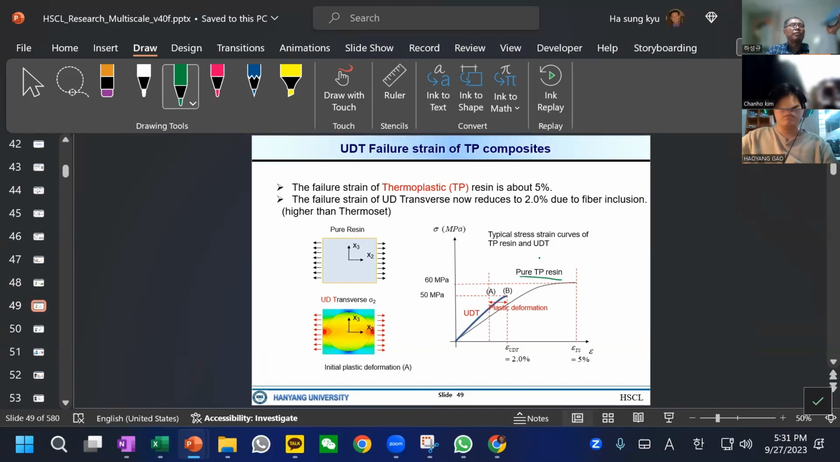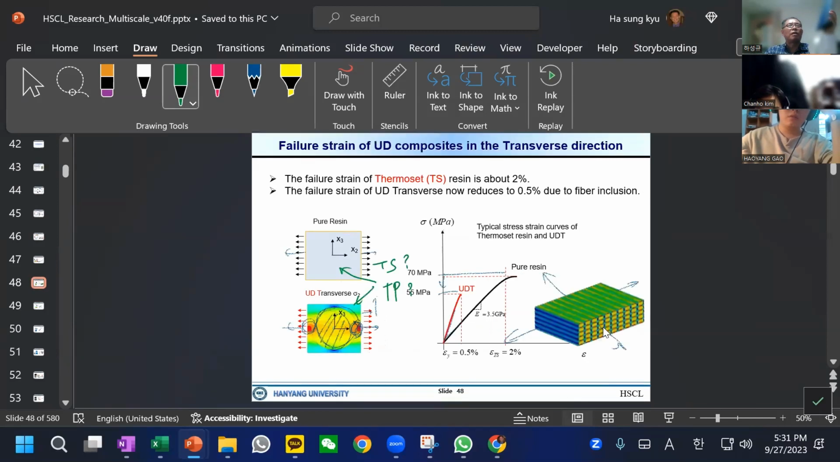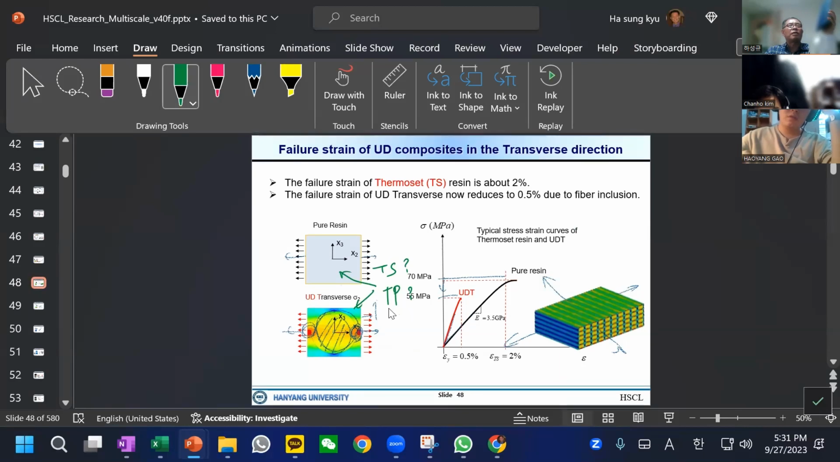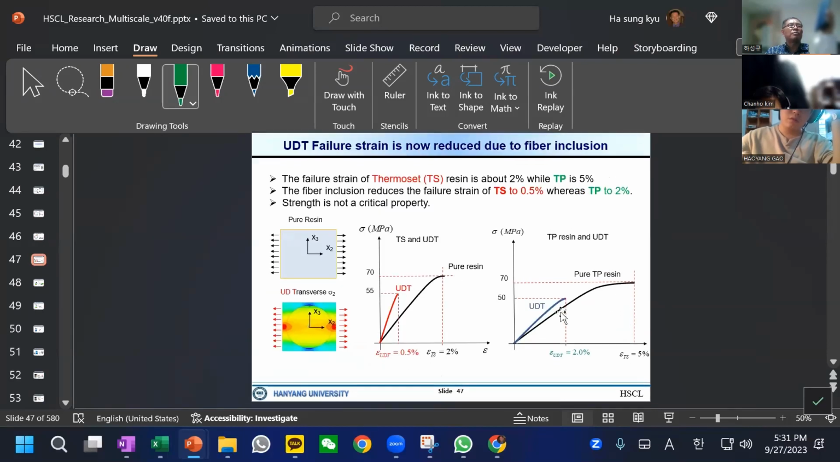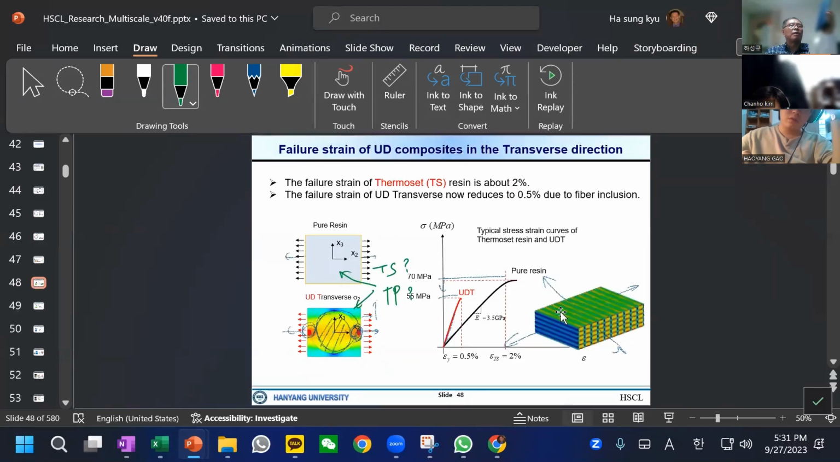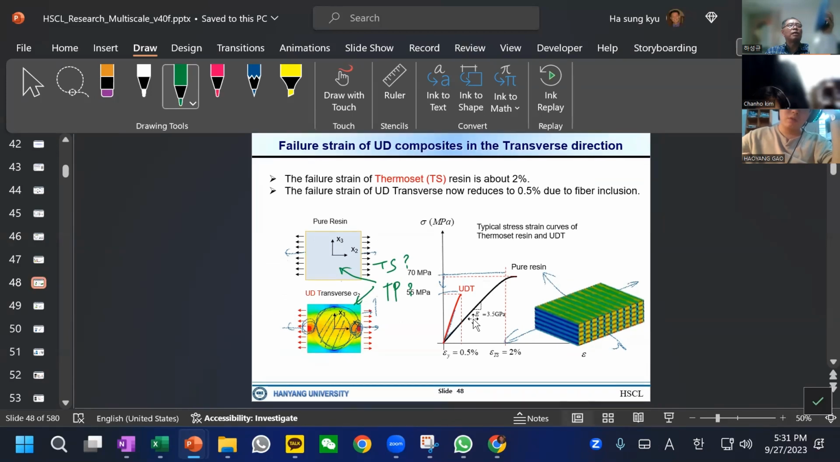Of course, this can be reduced, but A and B mean that we have a higher strain, so fewer cracks can be initiated compared to epoxy or thermoset. Why? Because the thermoplastic usually has a higher plastic strain that can release the stress concentration relatively well compared to the epoxy system, the thermoset. So this is also important to understand.